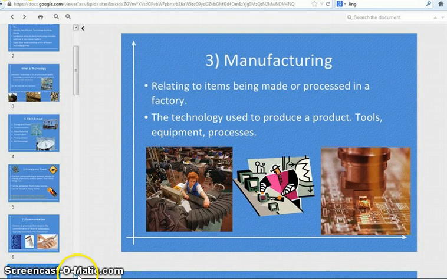And then the next one is manufacturing. Manufacturing relates to any object or item being made or processed in a factory. So if it's made in a factory, 9 times out of 10, it is manufacturing. It could be a product. But the manufacturing does not just refer to products, it also refers to the tools used for manufacturing, the processes used for manufacturing, and the equipment. There's lots of things that fall under this.